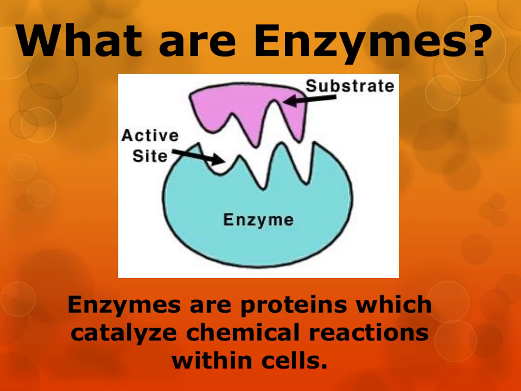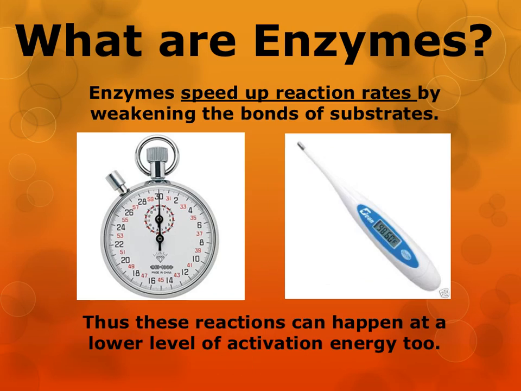The flashback portion of this test is going to review enzymes, so let's get started. What are enzymes? Enzymes are proteins which catalyze chemical reactions within cells. This means they speed up chemical reactions happening inside of the cells, and they do this by weakening the bonds of the substrate. These reactions happen quickly, and they happen at a lower temperature because of the enzymes. We don't need a lot of heat to make the reactions go quickly because enzymes are there to do the job.